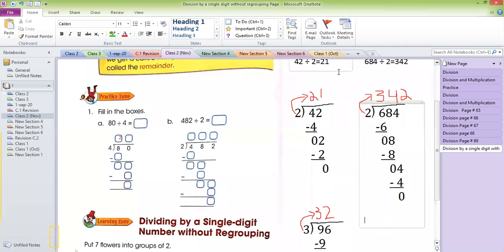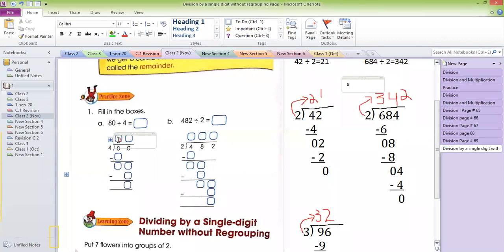Okay, the next step is to multiply this 4 by this 2. 4 multiplied by 2 equals 8. And write this 8 exactly down the 8. This is the next step.